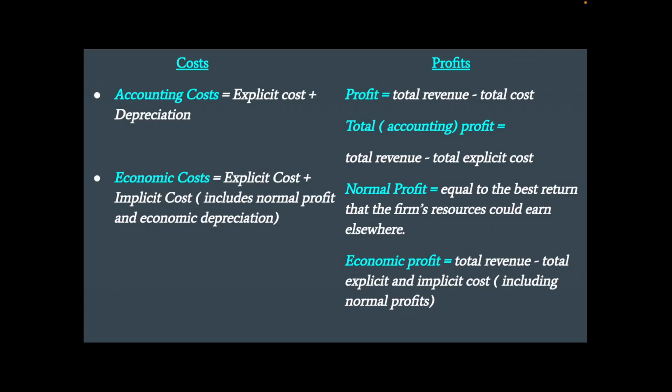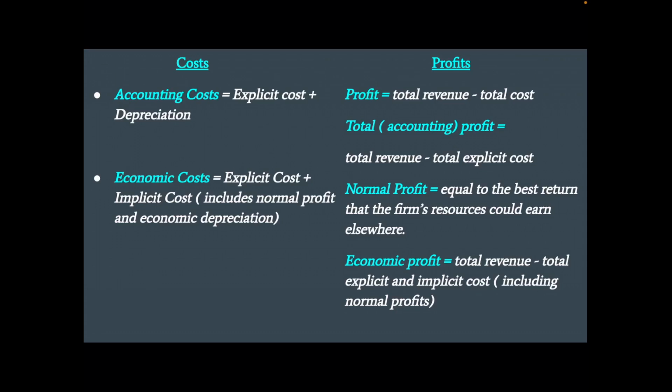Let's see accounting cost and economic cost, and accounting profit and economic profit. Accounting cost equals explicit cost plus depreciation, whereas economic cost includes both explicit cost and implicit cost, and implicit cost includes normal profit and economic depreciation.